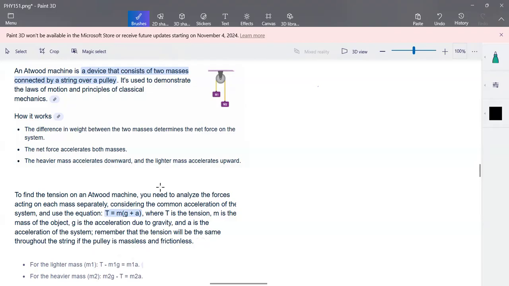And the reason we can do that is because the tension in this system is the same throughout the rope. You're not going to have more tension on the left side of the rope and less on the right side. It is going to be the same throughout. So let's go through it.